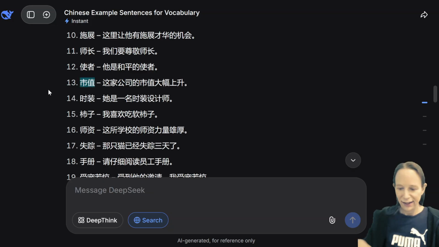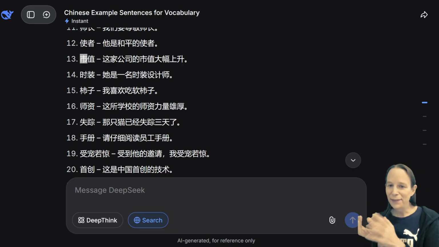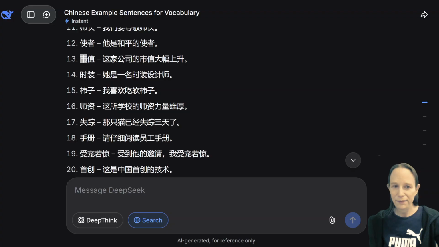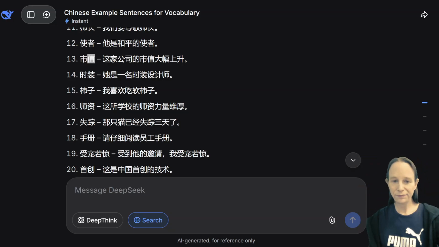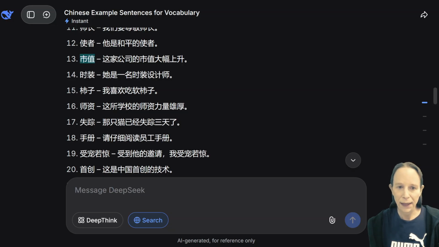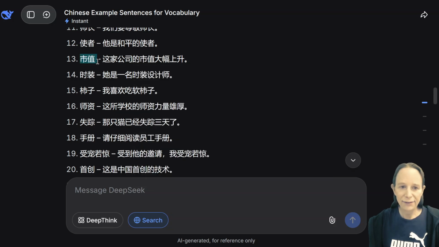市值. Okay, I've never seen this word before, but I know both those characters. 市 means city, but it also can pertain to 市场, market, and 值 refers to value, 价值, 值得的值. So presumably it's market value. 这家公司的市值大幅上升. So this company's market value increased by a large amount. So 市值, market value. Kind of self-explanatory.